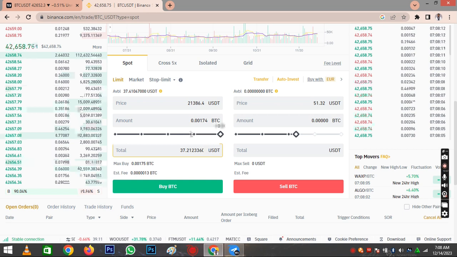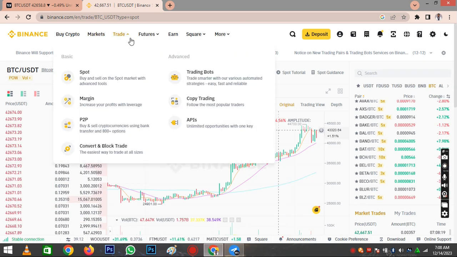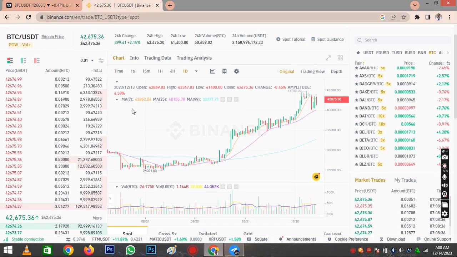It's very, very easy to understand, very simple, so you don't even need to stress yourself about this. All you need to do is open your smartphone or your laptop, create your Binance account, and check all these things I just explained. If you have any question, ask me and I will answer you.